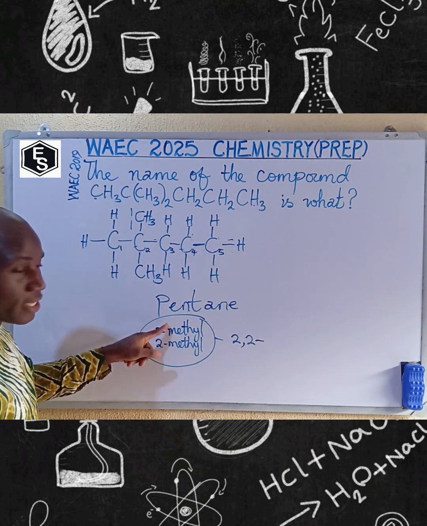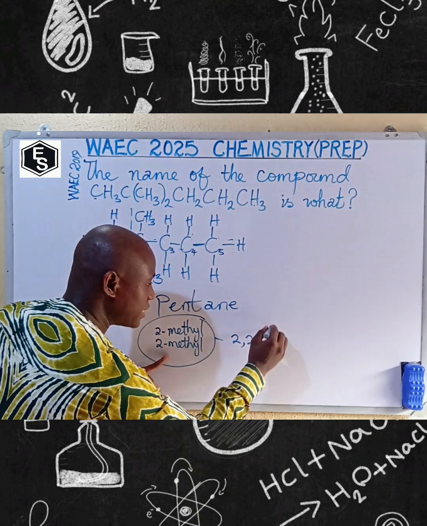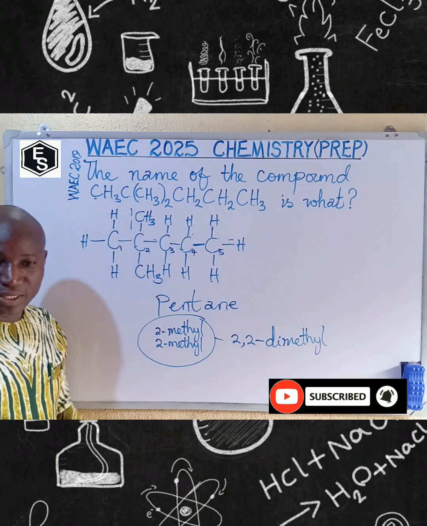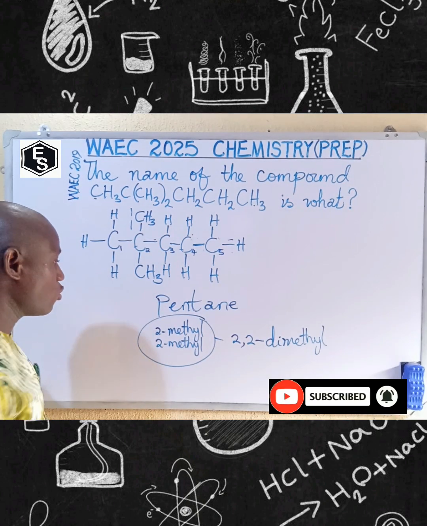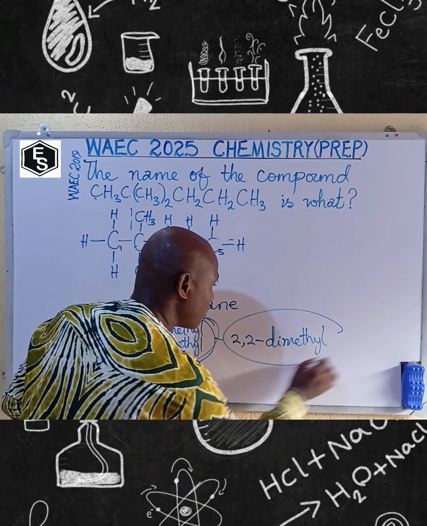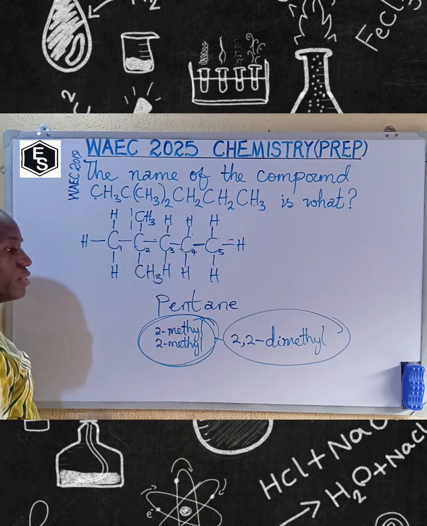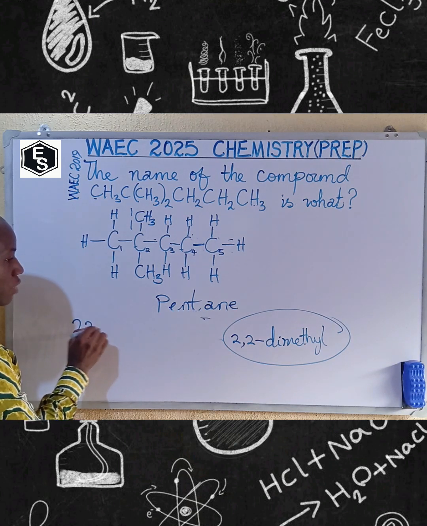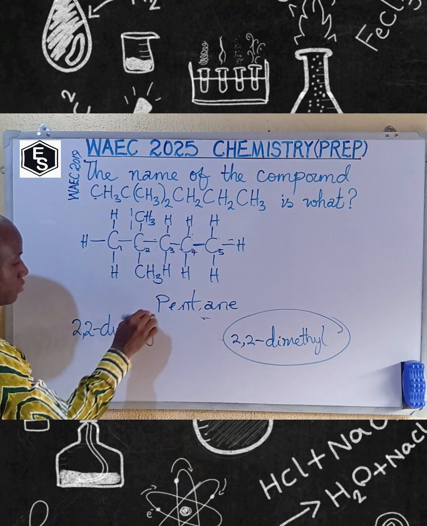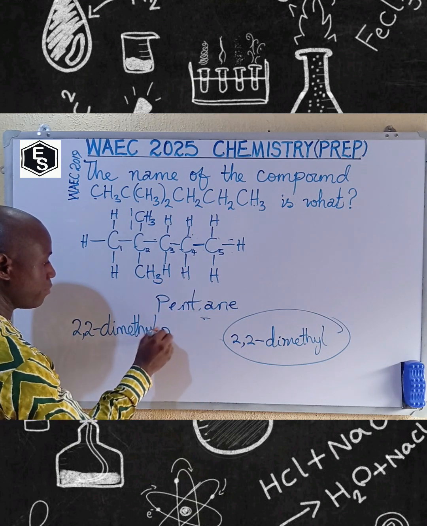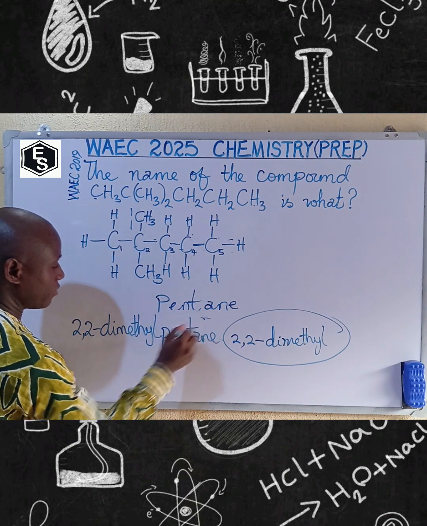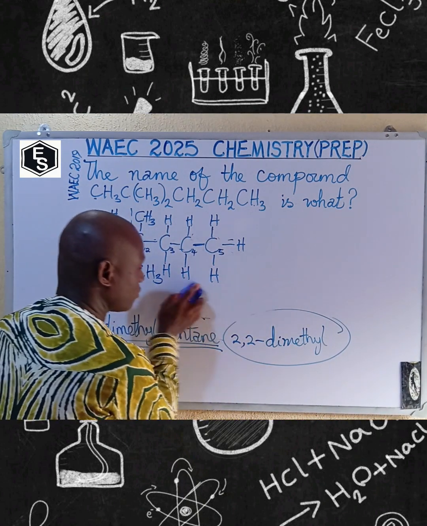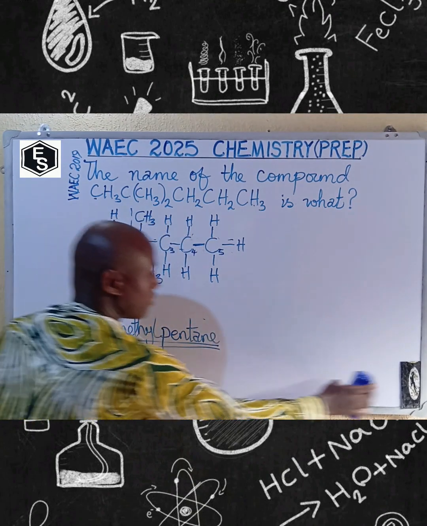How many methyl structures are here? There are 2, and then it becomes di. Then we write methyl. Is that clear? Good. So instead of writing all of this, we now write this, and this will come before the parent's name. Therefore, the name now becomes 2,2-dimethylpentane. Now this is the name of the structure. This is the name of this compound. Thank you.